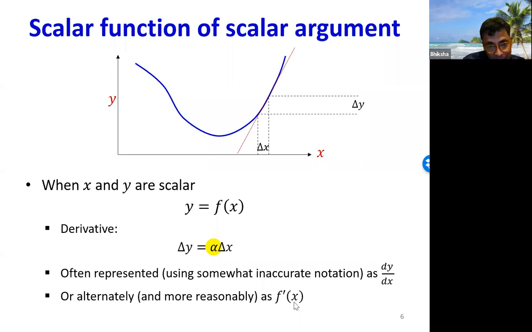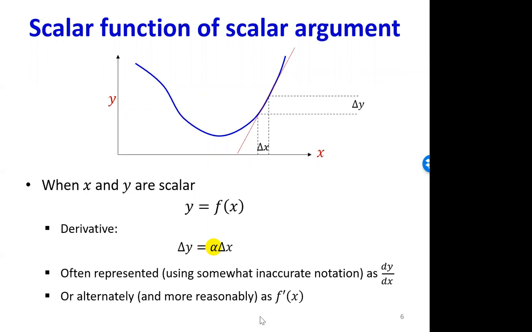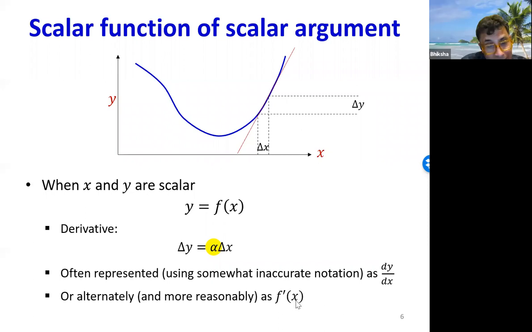Why is that? Anyone? Notation wise, why would this be more reasonable? Because it shows the derivative is a function of x. It shows that the derivative is a function of x. This notation hides it, right?